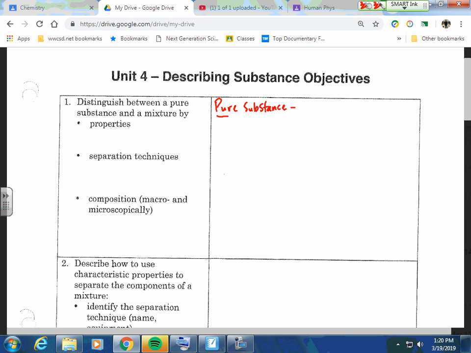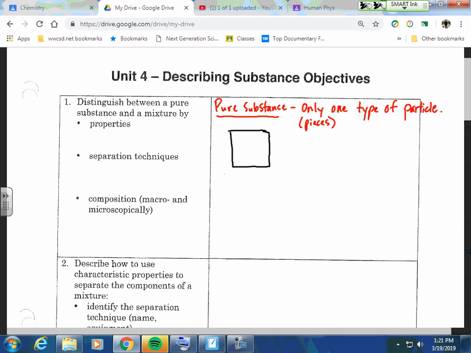Okay, so a pure substance is a substance that consists of only one type of particle. Remember, the particles are like the pieces. So the individual pieces are all going to be the same. Mixtures are going to be different. Let's look at a couple of examples of pure substances.